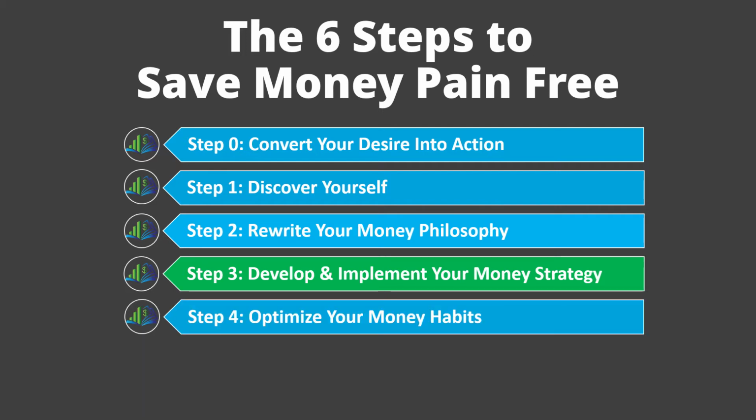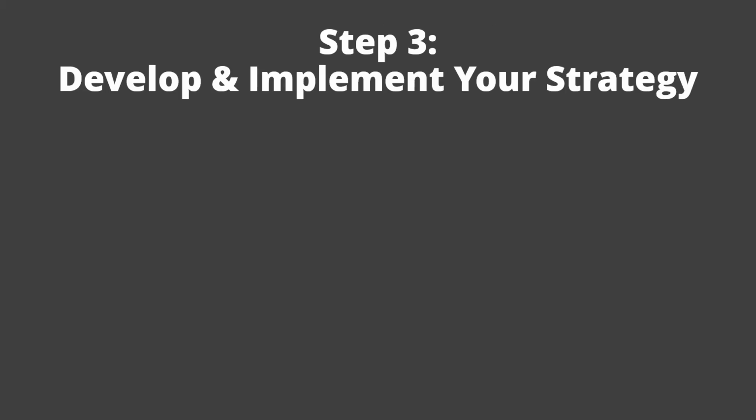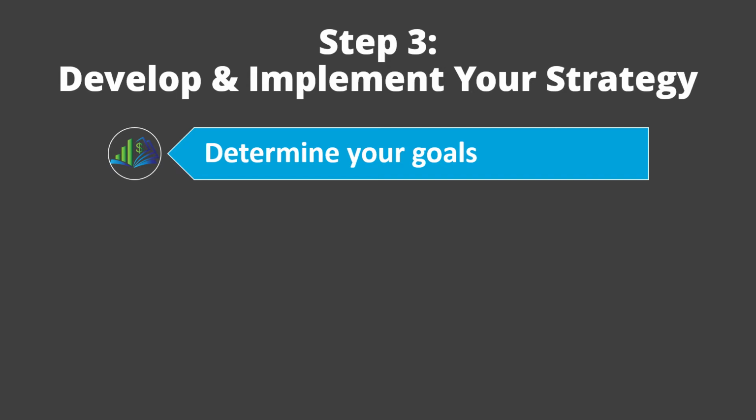In step 5, we will finish things up by creating a system that will maintain itself and help you stay accountable to following through on your strategy. Here in step 3, where we're developing and implementing your strategy, we're going to be determining your goals specifically. So this means we need to translate the things that you value and bring you fulfillment and purpose into financial goals. This is going to align what you actually care about with what you're doing, which will be highly motivating.